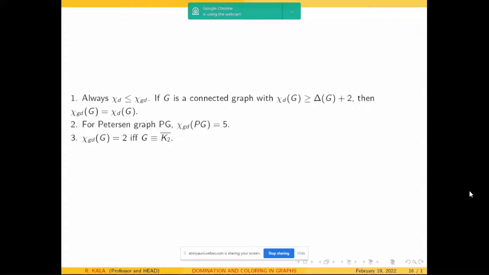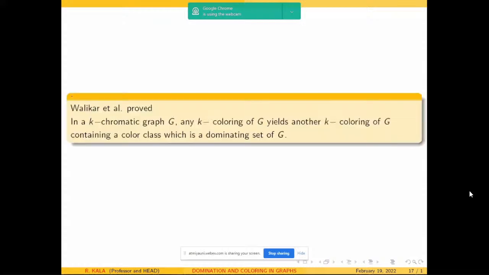So let me just give an introduction. Of course, I have already given the definition. So this is the motivation. Walliker proved that if a graph is k-chromatic, any k-coloring will give another k-coloring containing a color class which is a dominating set.